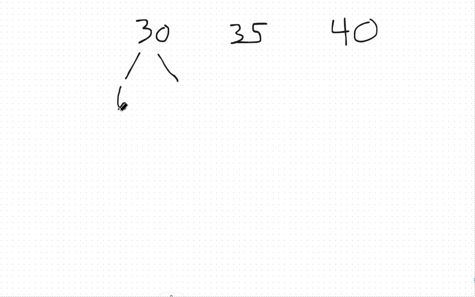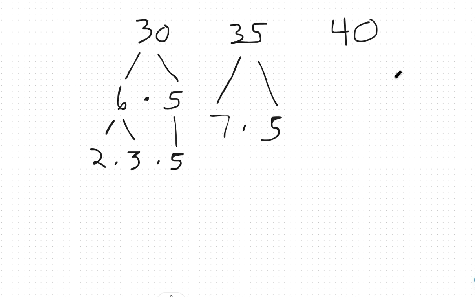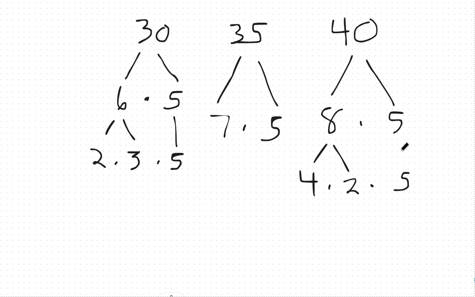30 is 6 times 5. We can break 6 down further to 2 times 3. 35 is 7 times 5. 40 is 8 times 5. We can break down 8 further to 4 times 2, and then you can break down the 4 further to 2 times 2.